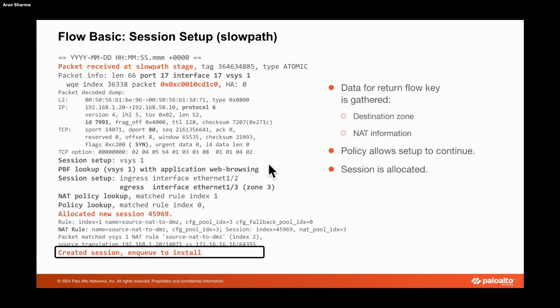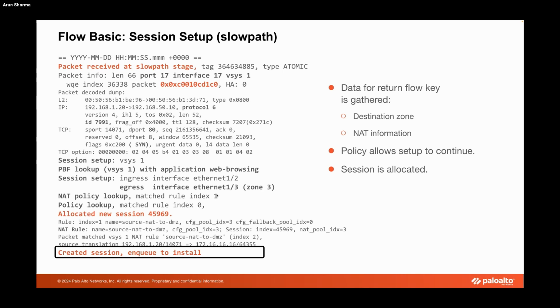Normally it's 5, but on Palo Alto firewalls, we use the zone information also. Then net policy lookup is happening. It has matched rule index 1. So it depends on the order, at what position the rule is, and it will pick it up from the config. Policy lookup matched rule index 0. So it has picked index 0 rule.